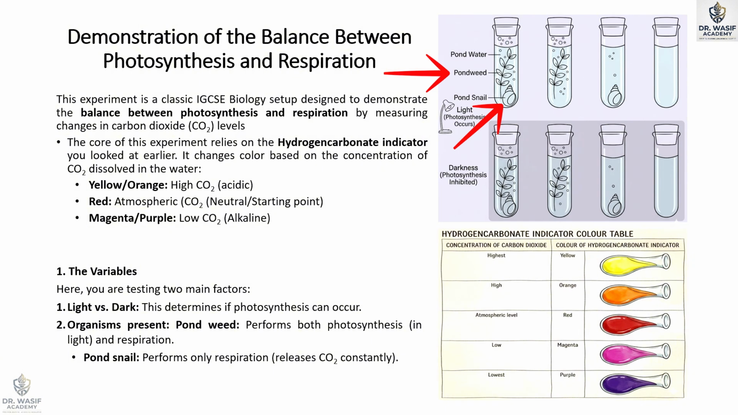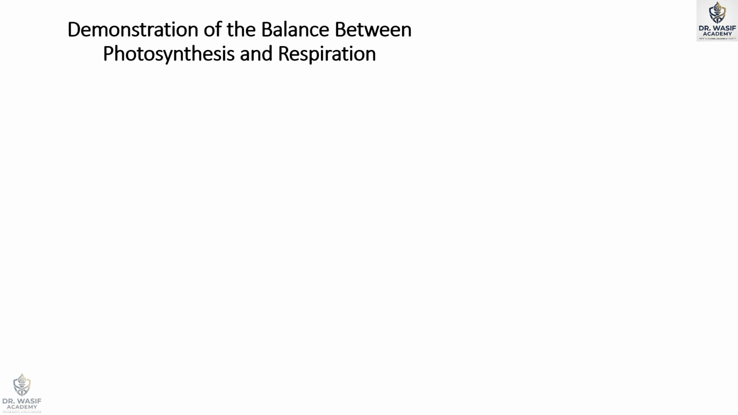So in the next slide, we will predict exactly what happens when we put these two variables, that is pondweed and pond snail, together under different lighting conditions. We shall answer the question: will the plant be able to clean up the carbon dioxide that the snail is producing? So let's find out in the next slide.